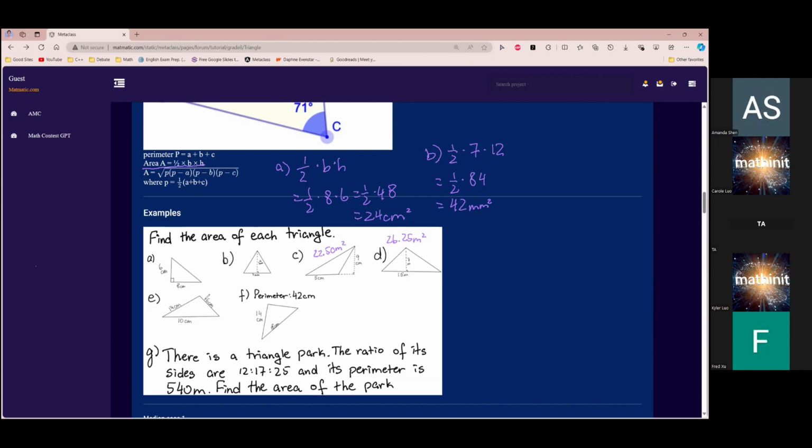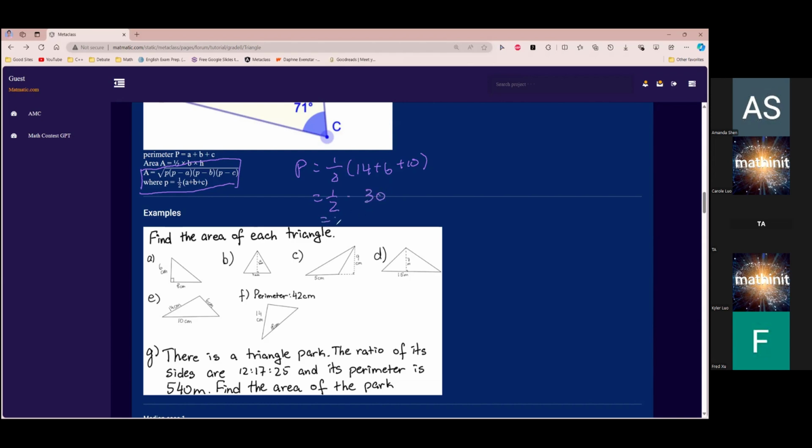For E, you're going to have to use Heron's formula, which is right here again. First you need to figure out what P is. If you plug in the numbers, you'll get P equals half times 14 plus 6 plus 10, which means P equals half times 30, which equals 15. Then you write the formula out first.